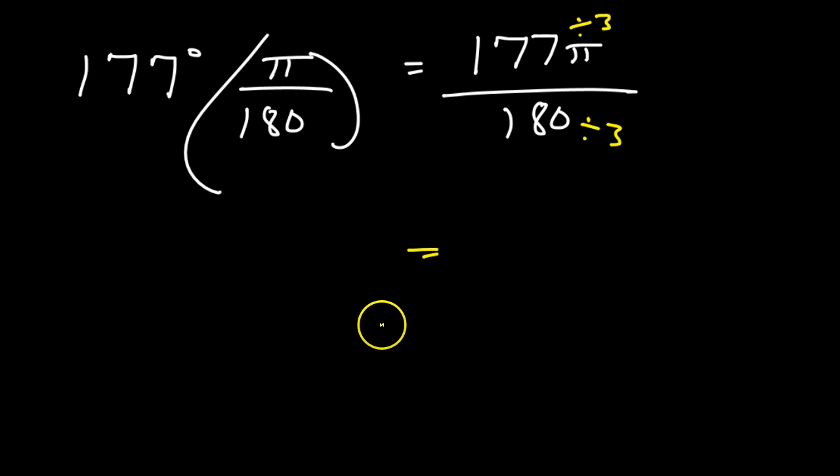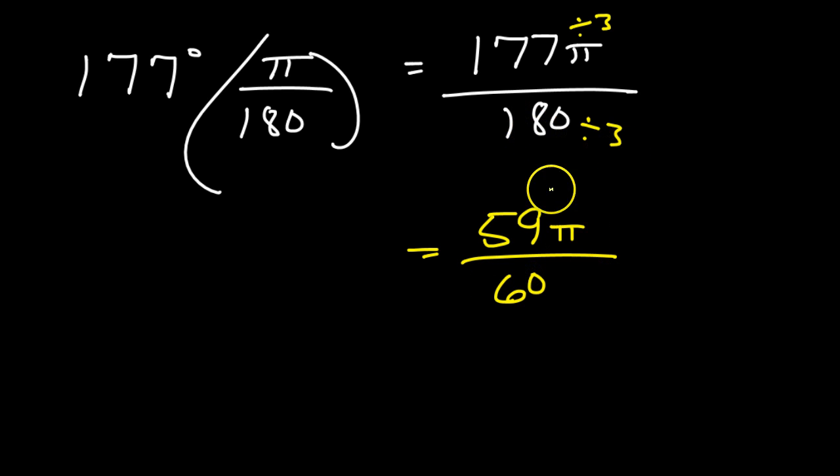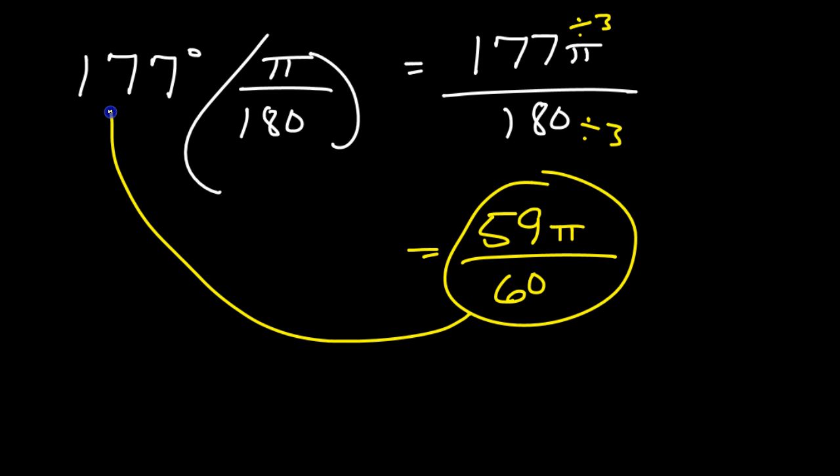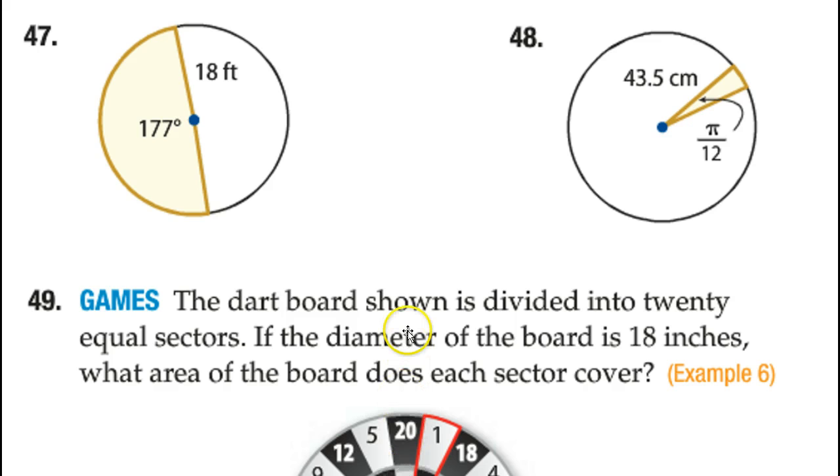So let's do that. Okay, so that gives me 59 up there in the numerator: 59 pi over 60. 59 is a prime number, so that's the end of the road for this. So 59 pi over 60 is the best we can do.